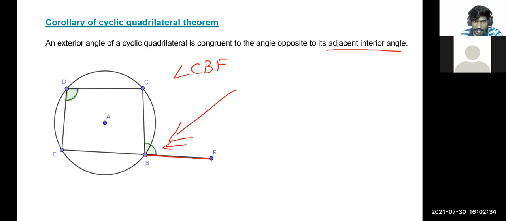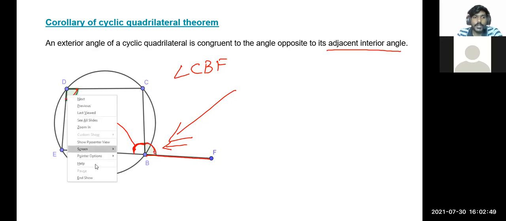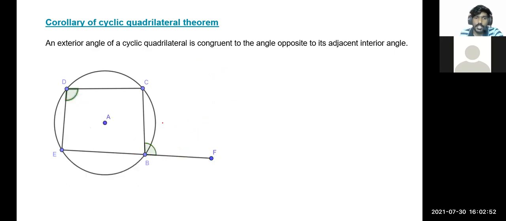So to this exterior angle, the adjacent interior angle is this one. And the angle opposite to this interior angle is this one. So these two marked in green are congruent to each other. That's what this theorem says. The exterior angle is congruent to the opposite angle to its adjacent interior angle. So this angle CBF and angle EDF are both congruent to each other. Have you understood this?